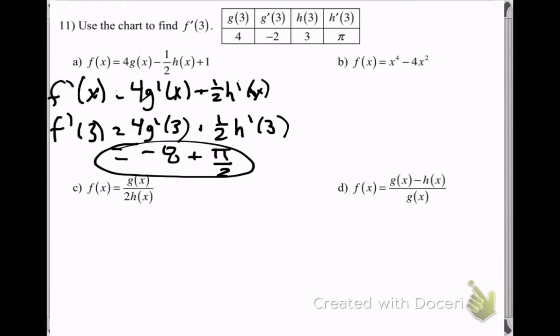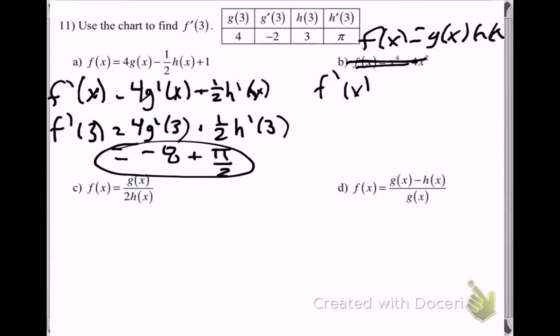Okay, let's look at letter B. Letter B is a typo. The function that I really want to do is f of x is defined as g of x times h of x. So it's a product. So it's basically asking you, do you know the product rule? So we'll take the derivative of f. That's just going to be kind of the crisscross of derivatives. So g prime h plus h prime g.